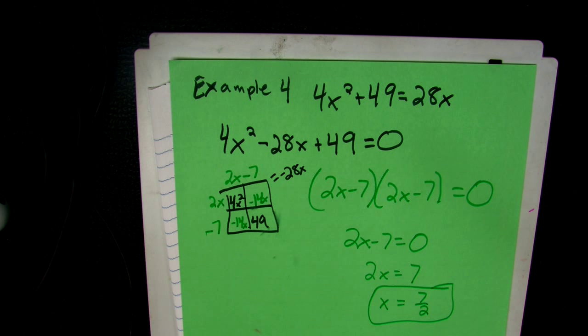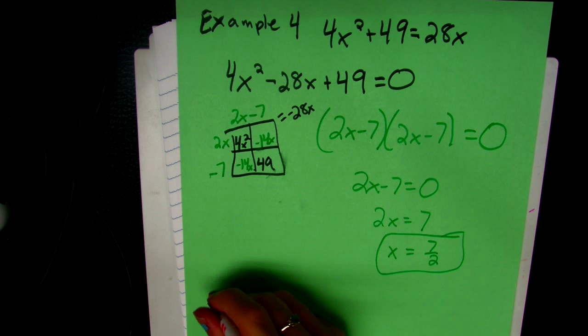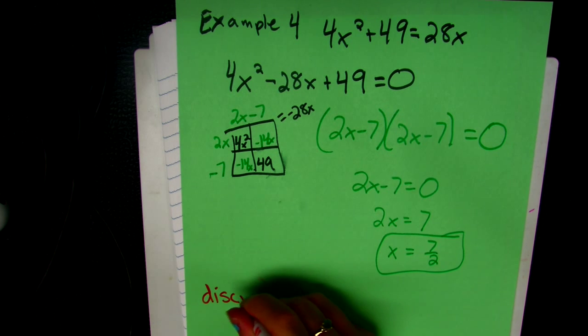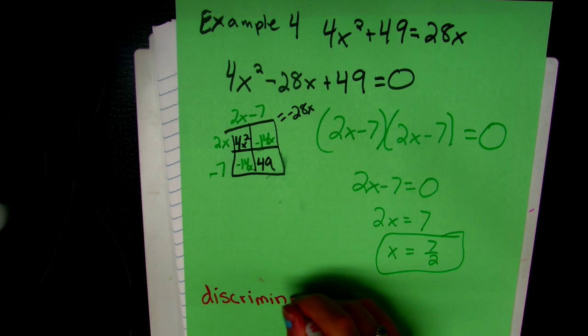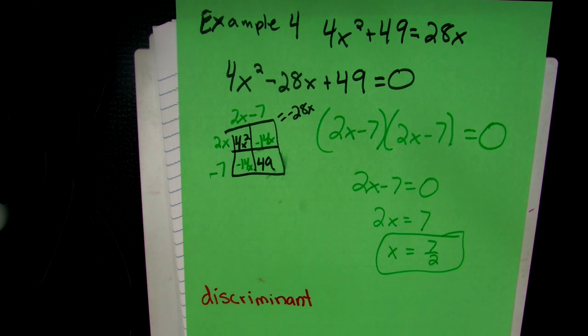All right, so now that we've gone through the different ways to solve a quadratic equation, let's talk about something else. Let's talk about a word called the discriminant. So the discriminant is a new vocab word for you. And the discriminant is what we're going to use to look at the characteristics of our solutions, or the nature of our solutions. So remember, the solutions are when we solve for x.